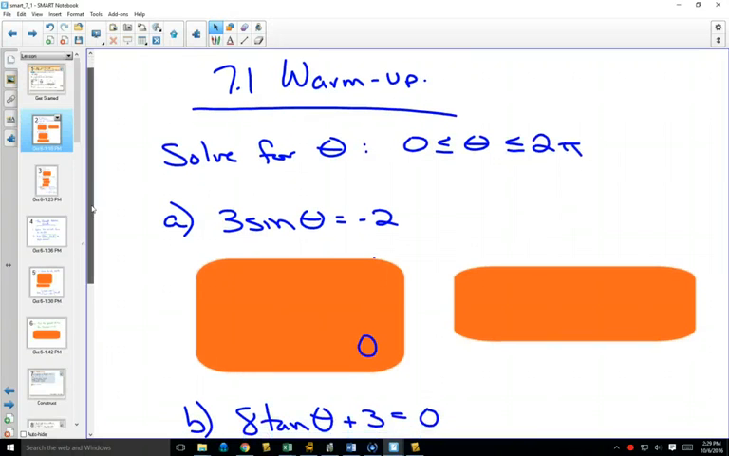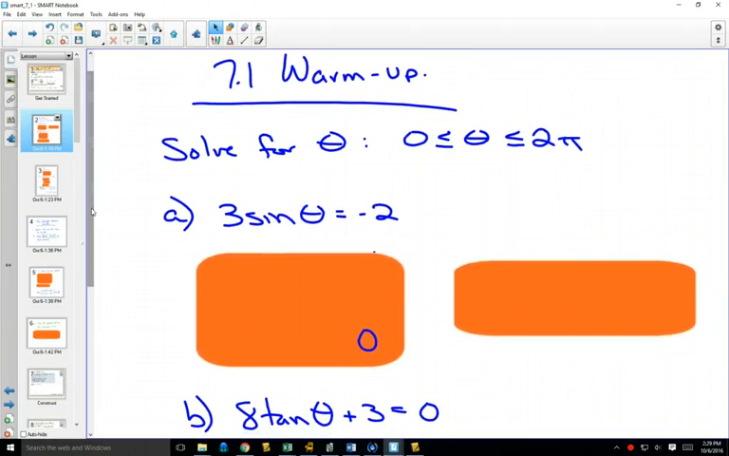To start off with, we're going to do a little warm-up. These are two calculator questions. I want you to solve for theta between 0 and 2 pi for those two questions. As far as space goes, you have space at the top of page 573, or maybe you want to do some in the column on 572. So you can solve these questions there.